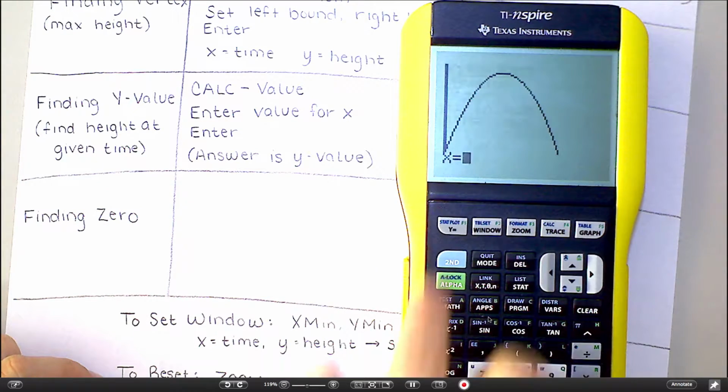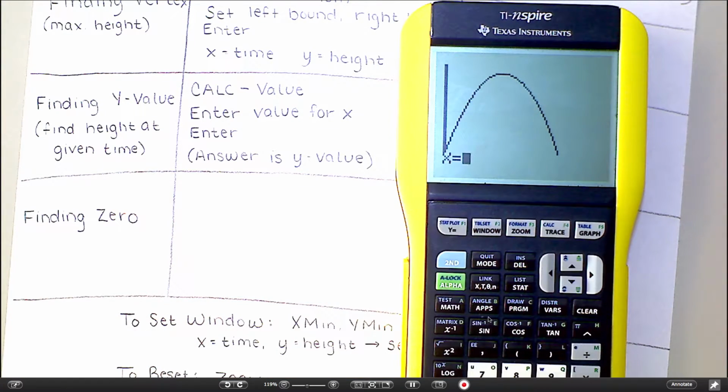Calc value. See how it gives me X equals and then a little blinky box? That's where I'm going to type in what I want X to be. Well, if I'm trying to find 2 seconds, I'm going to put X equals 2 and push enter. And that Y value is your answer. So at 2 seconds, my ball is 60 feet in the air. Okay? So that's how you can do that from a calculator.